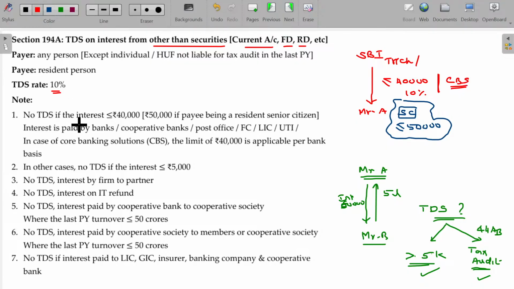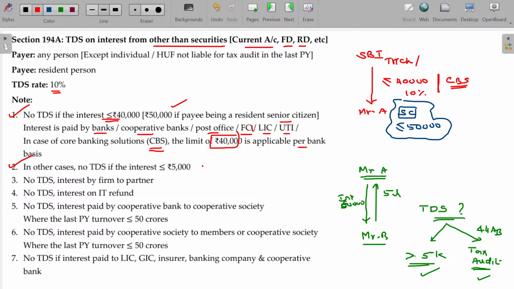Let's see. No TDS if interest is less than or equal to 40,000 rupees. In case of a resident senior citizen, the limit is up to 50,000 rupees. Interest is paid by a bank, cooperative bank, post office, or financial institutions, LIC, UTI. In case of the core banking system, the limit of 40,000 is applicable on a per bank basis. Per bank means SBA, n number of branches of SBA will be put together, and that 40 or 50,000 limit will be considered. Hope you are now able to understand this.